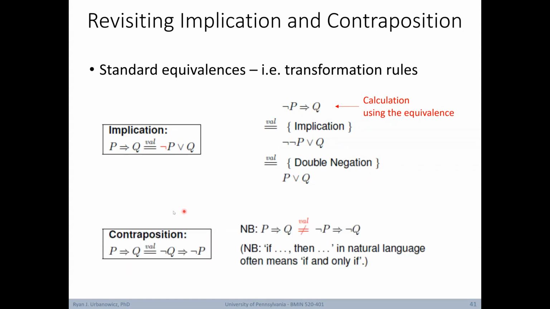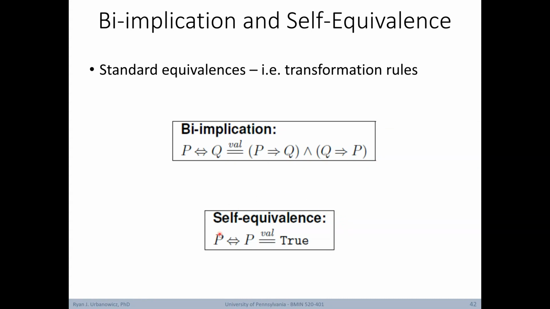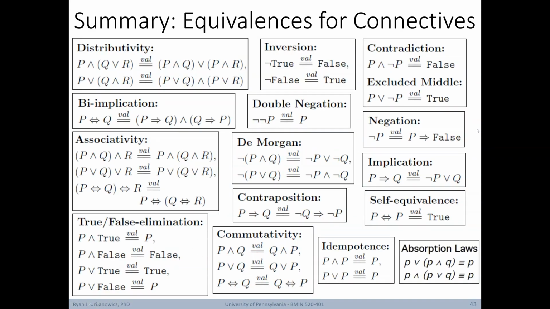Here's the equivalence for contraposition. P implies Q is equivalent to not Q implies not P. Again, note that P implies Q is not equivalent to not P implies not Q. Next we have the biimplication equivalence. P biconditional Q is equivalent to P implies Q and Q implies P. The self-equivalence equivalency says P biconditional P is equivalent to true. In an earlier example, we saw self-equivalence already. This slide collects all of the equivalences we've covered so far.